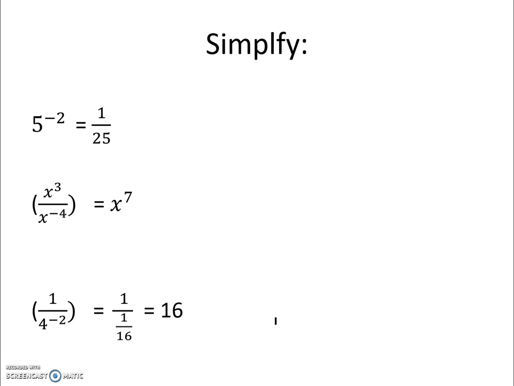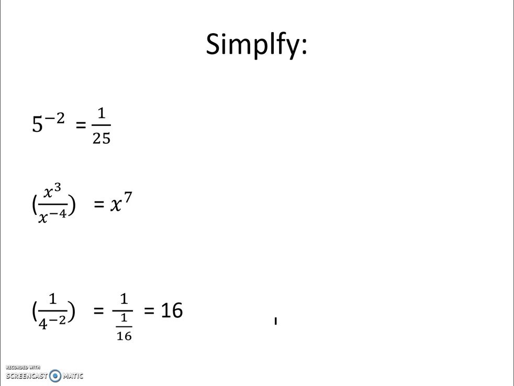When we look at the second example, we have x cubed divided by x to the negative 4th. If you bring that x to the negative 4th up to the top numerator, it becomes positive. And we know x cubed times x to the 4th is x to the 7th.